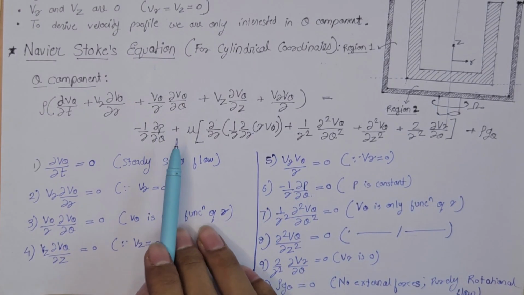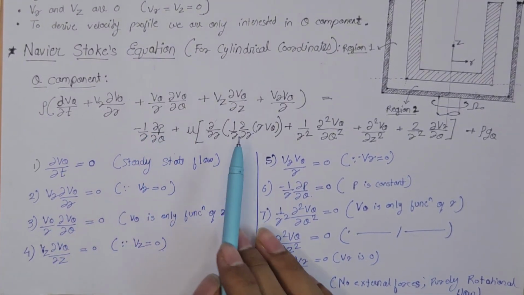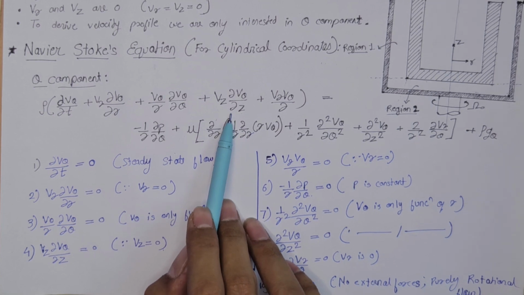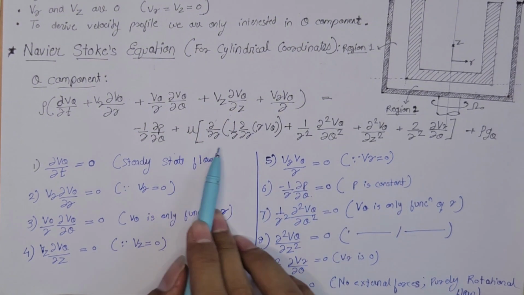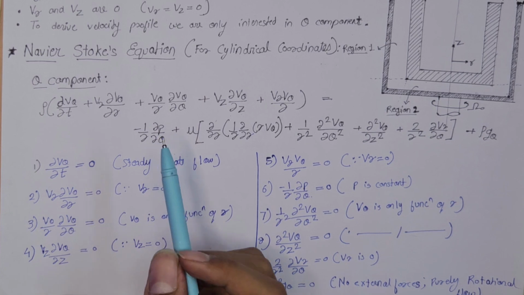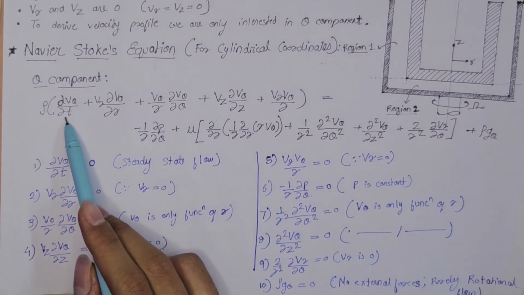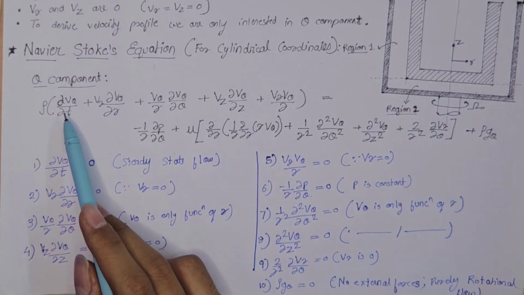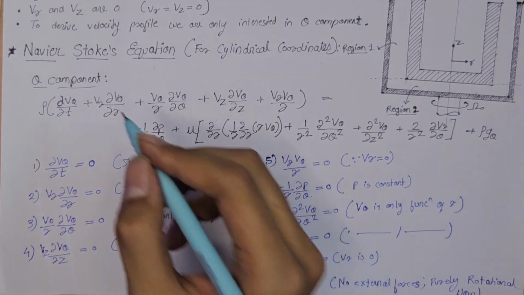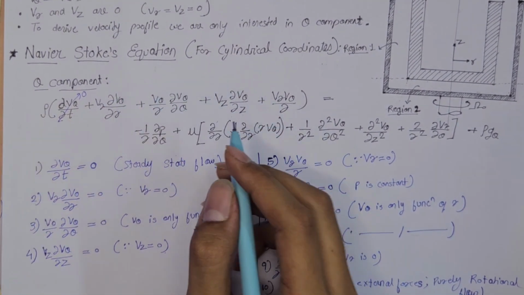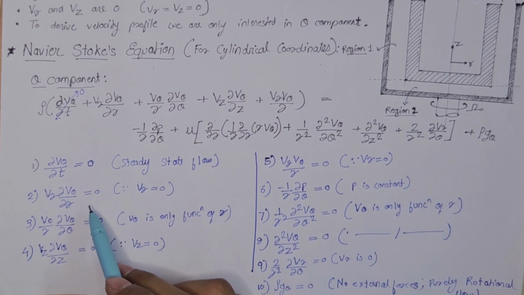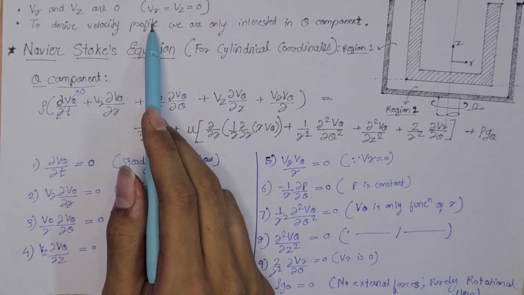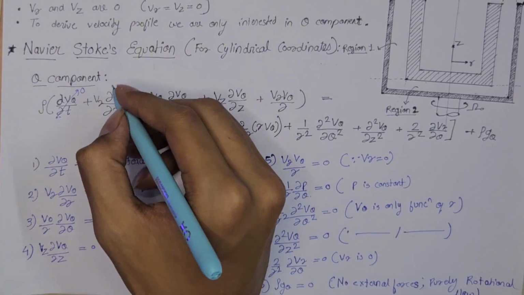So now you can see here we have written the Navier-Stokes equation for the theta component. One by one we'll try to understand how we will use this equation, how these terms will get cancelled, and what the output of this equation will be. As we see here, the first term, del v theta by del t, is equal to 0. This is because of steady state flow, so we'll cancel this term. Secondly, vr del v theta by del r is again 0. This is because vr is 0, so the whole term will be cancelled.